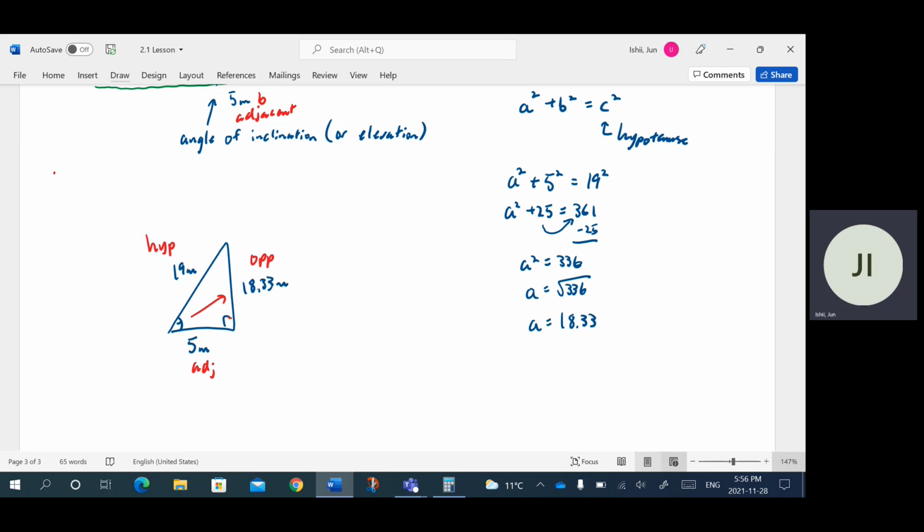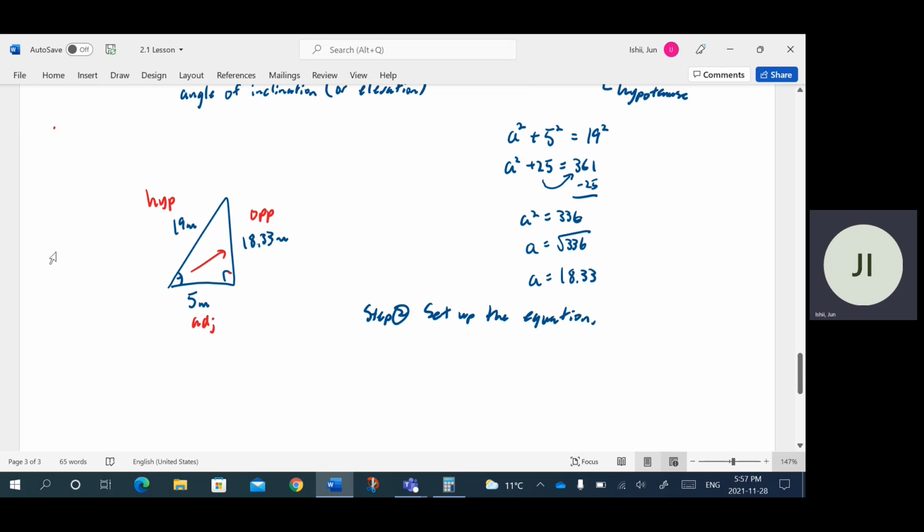So step 2, set up the equation. Again, I'm going to call this angle theta, the variable. So tangent of theta again is equal to the opposite side over the adjacent side. So tangent theta is equal to 18.33 over 5.